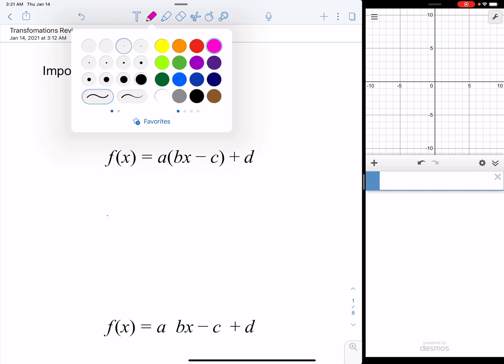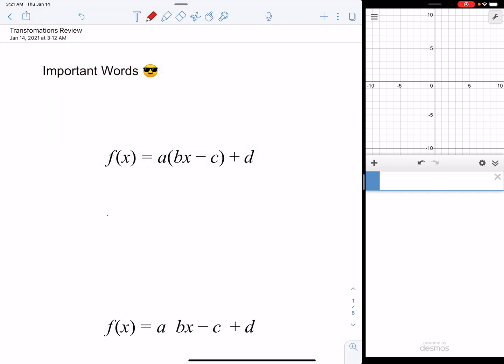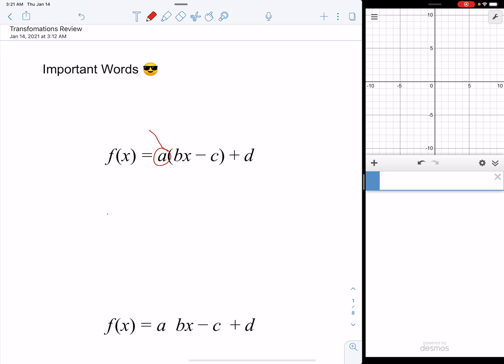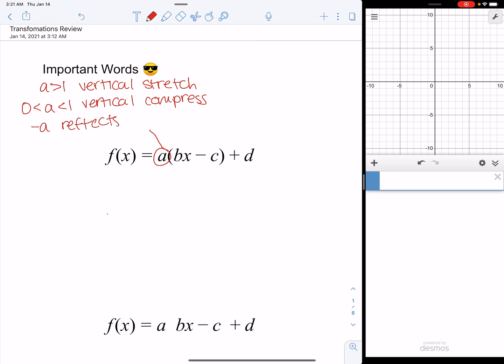All right, so today we're going to be going over transformations. So I'm going to go over the rules real quick. For A, if A is greater than 1, it's going to be a vertical stretch. If A is between 0 and 1, like a decimal like 0.2, 0.3, it's a vertical compress. And if A is negative, it reflects over the x-axis.